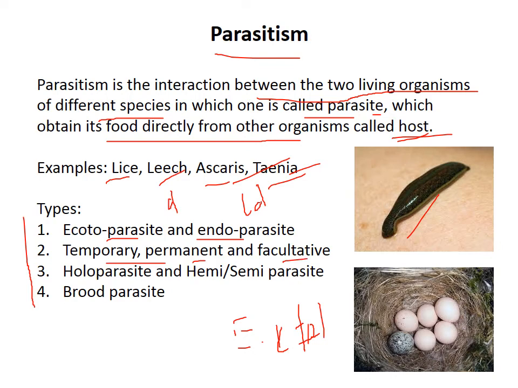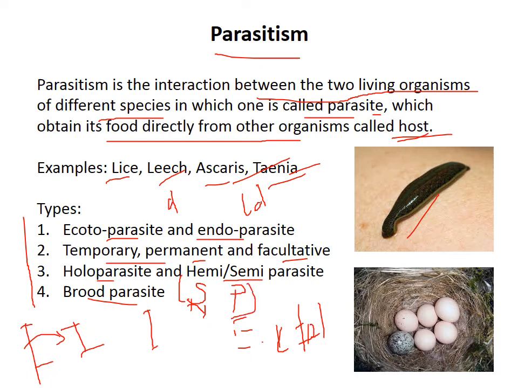Facultative means they need a host to parasitize for a particular region of their life cycle, so they are facultative parasites. Holoparasite means that their whole lifetime they are parasites, but a semi-parasite acts as a parasite only for a certain time period of its lifespan. Then the brood parasite, also called a social parasite.